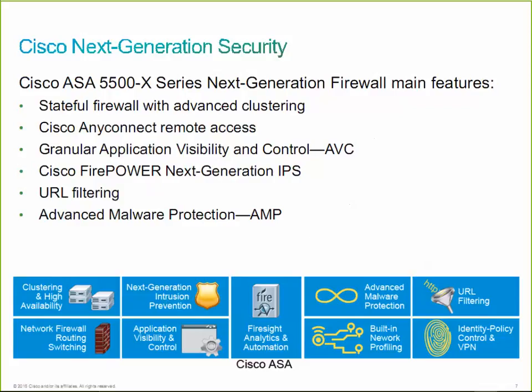We have Firepower, which is our next generation IPS. That's going to provide things like threat prevention and contextual awareness. Then we also have URL filtering. We can filter on hundreds of millions of URLs, and those URLs are categorized into different categories. We have discovery and protection against advanced malware and advanced threats as well. So the ASA can be deployed to do all these things.